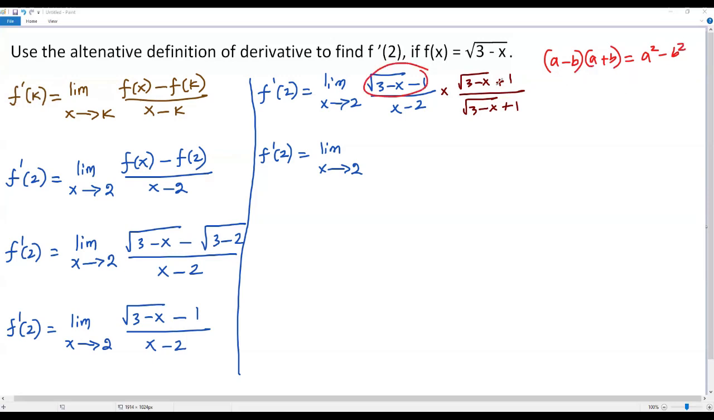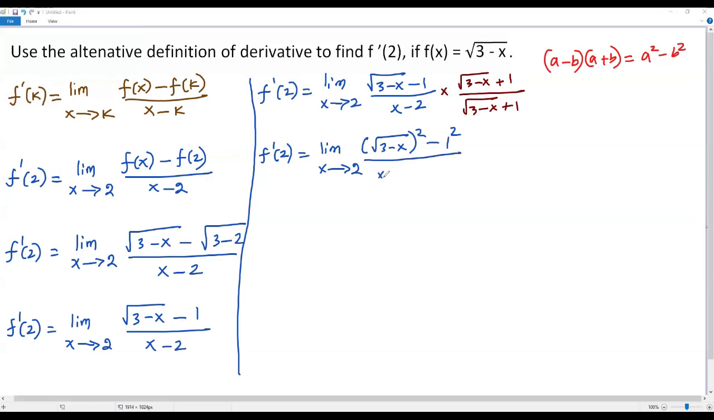Okay, the same thing we have over here. In these two binomials, we have the same terms, and in one of the binomials we have negative, in the other we have positive. So it is in the form of a minus b, a plus b. What do we have to write for this product? We have to write a square. Here we have square root of 3 minus x, so for a square, I write square root of 3 minus x, a whole square. For b square, I write 1 square.